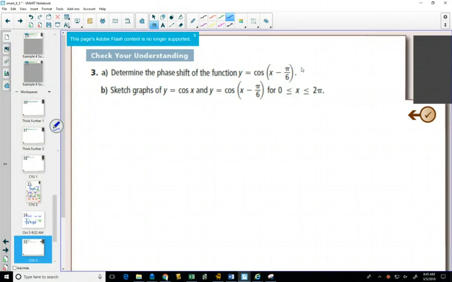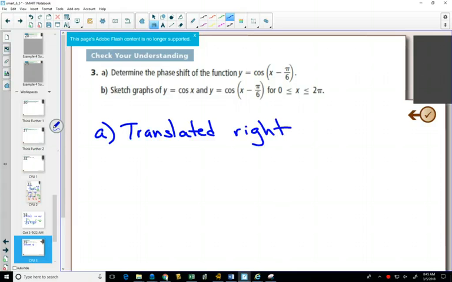Now we're going to look at how graphs get moved left and right. So in this graph of y equals cos(x − π/6), it's just asking us to say what the phase shift is, what's the translation. For A we can easily say this has been translated left or right. With a negative in there, it will go to the right. So our graph is going to be shifted π/6 to the right.